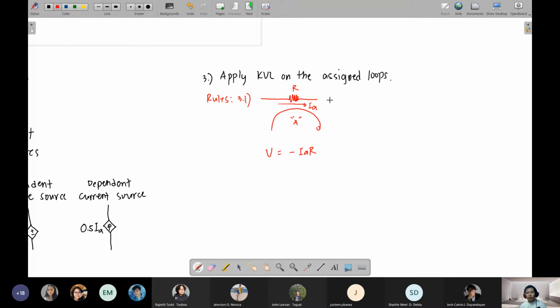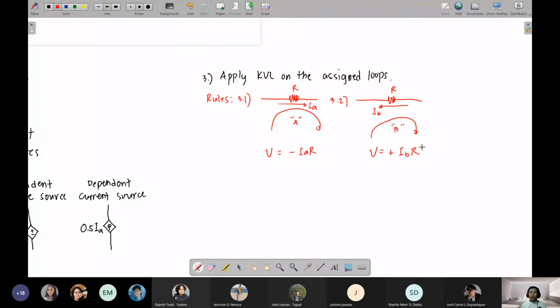The next is rule 3.2. Same, you have a resistor R, but the direction of the current is on the other side. Let's call this current IB. Then let's have this loop, let's say loop B. Now, if the loop and the current direction are opposite, then the voltage on this resistor is positive. So this will be positive IB times R.